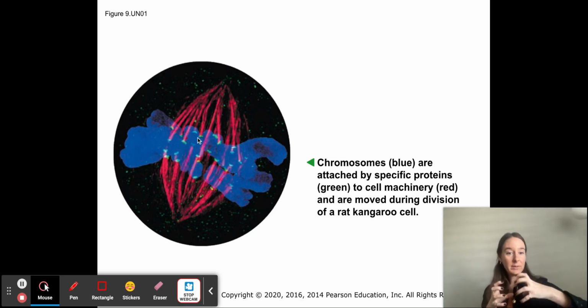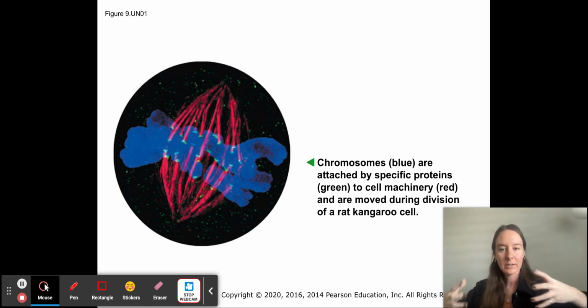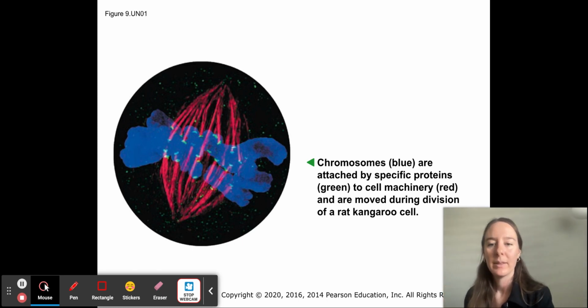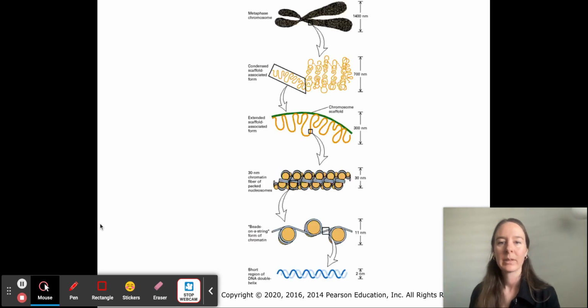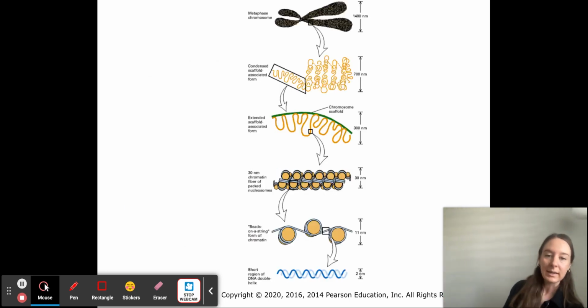And something's going to happen to these chromosomes. This cell is going to pull these chromosomes apart. And this is a picture of it happening under a microscope. So let's talk a little bit about what DNA is. When we're talking about chromosomes, we're talking about DNA.